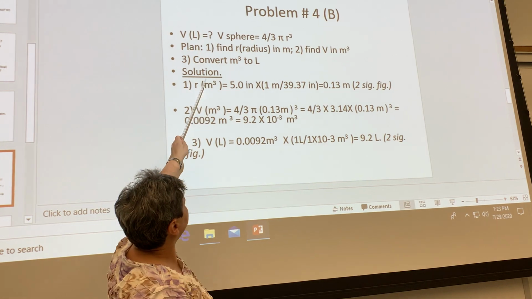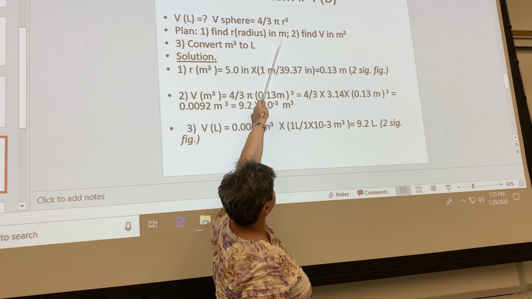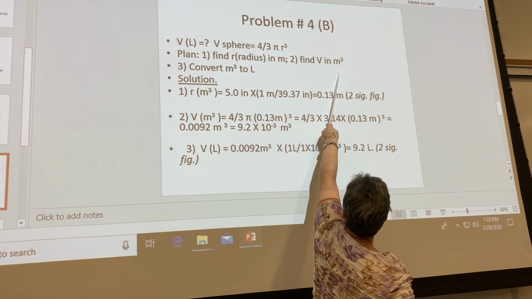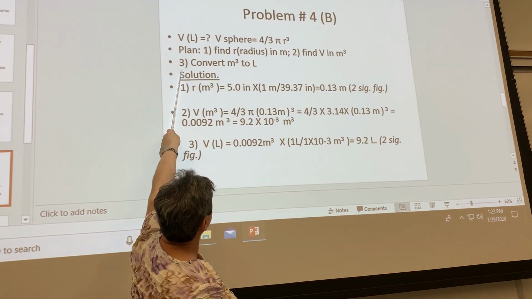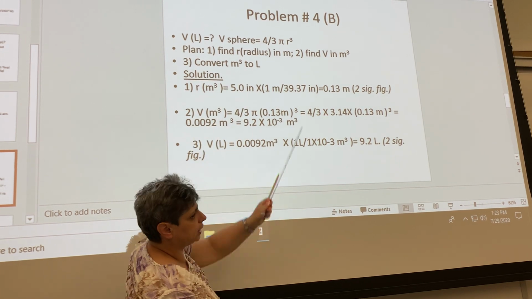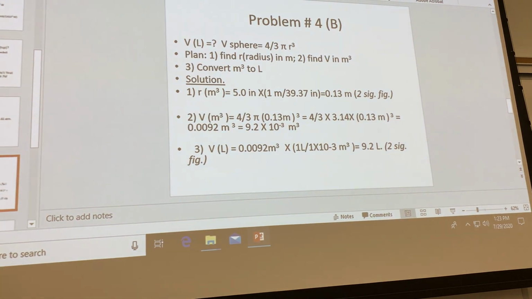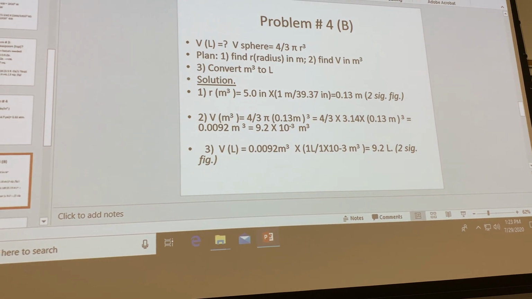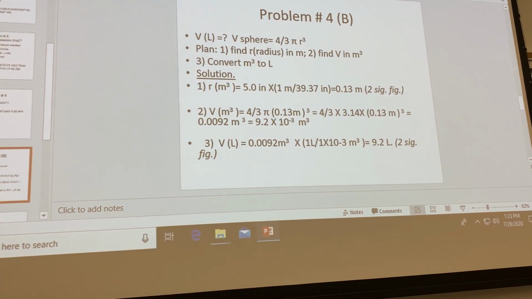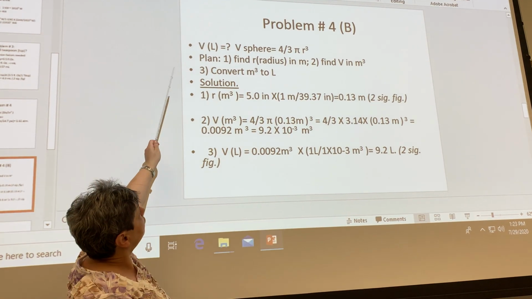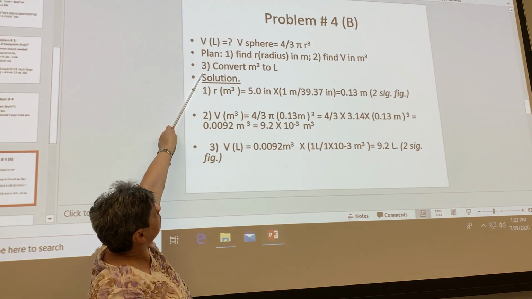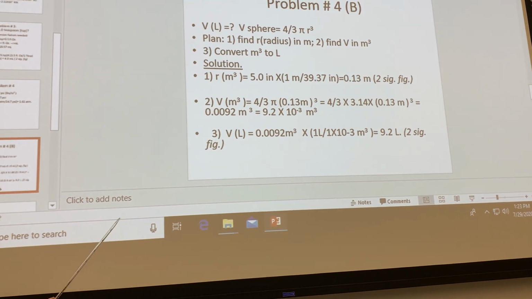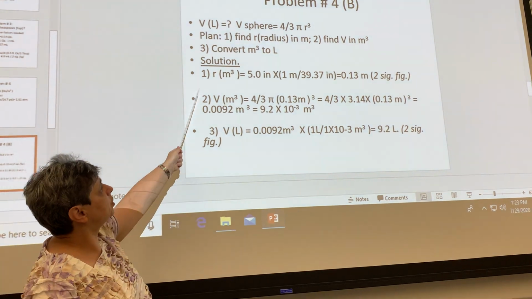So first I'm going to find the radius of my basketball in meters, and then I'm going to find the volume of the basketball in meters cubed, and then the third step will be to convert meters cubed to liters. This is not the only way to set up this problem, but in my opinion, it's the clearest and the easiest one. So, step 1, if the diameter of the basketball, which is given in the problem, is 10 inches, then the radius, of course, is half of the diameter, or 5 inches.